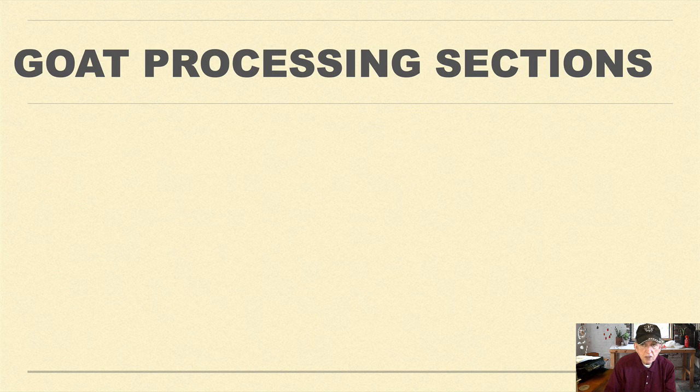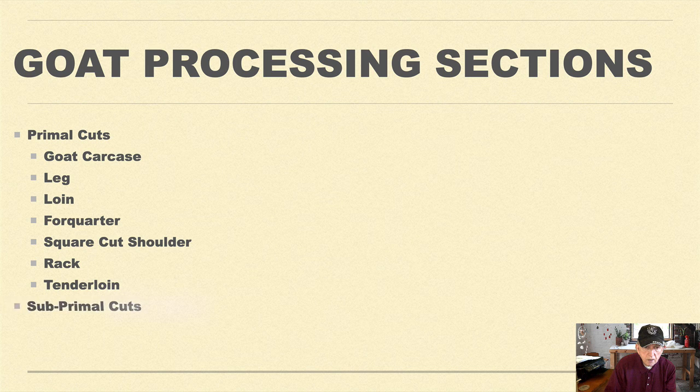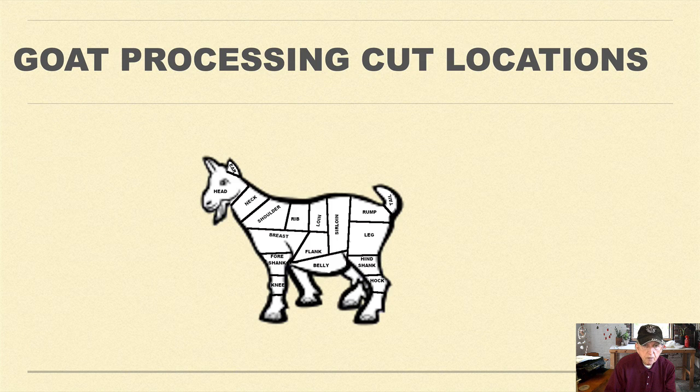The goat processing sections of the goat are primal cuts, consisting of goat carcass, leg, loin, forequarter, square cut shoulder, rack, tenderloin. Subprimal cuts are food service cuts and retail cuts. This is a picture of the goat cut locations.